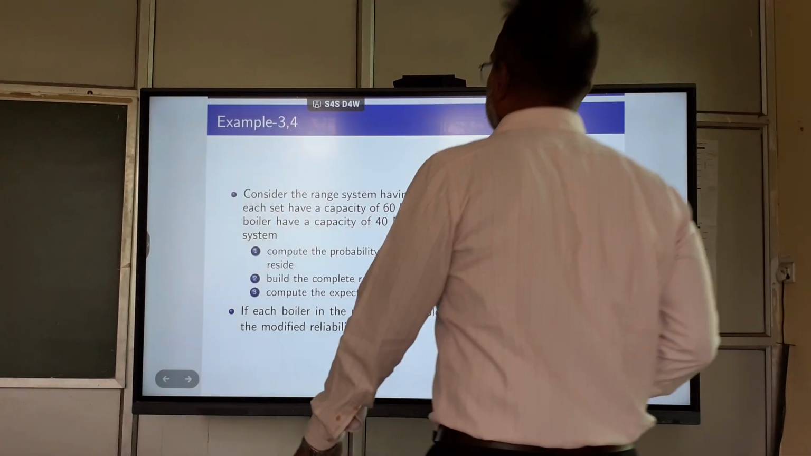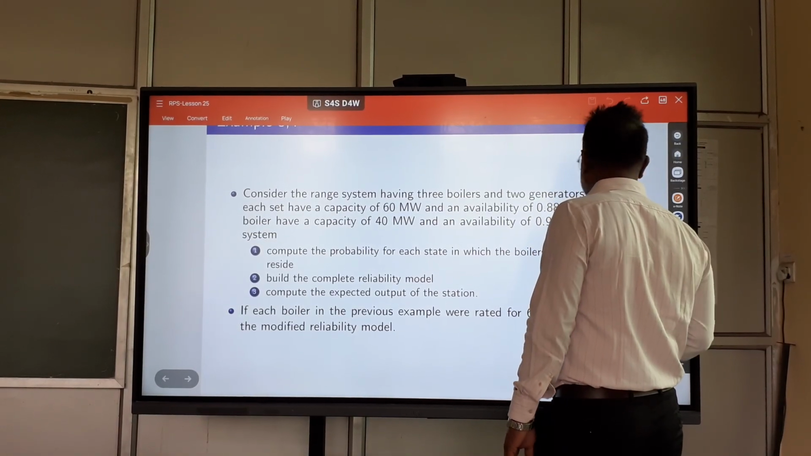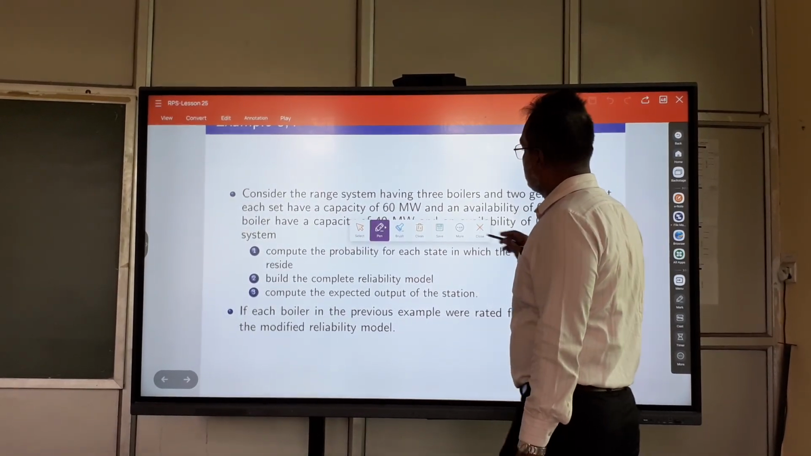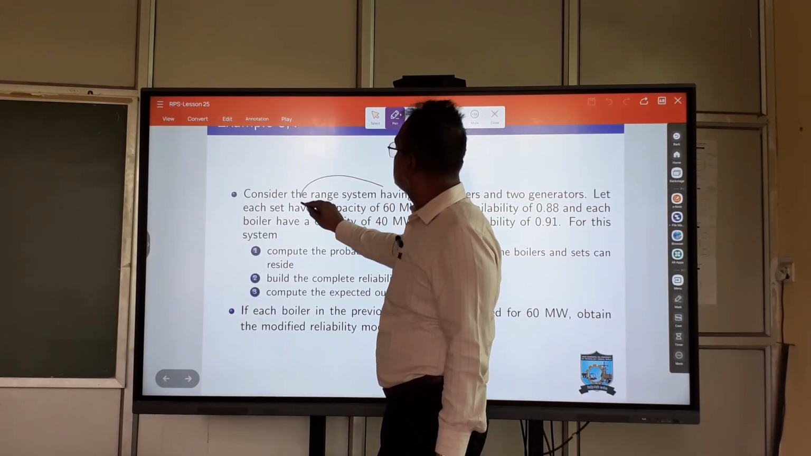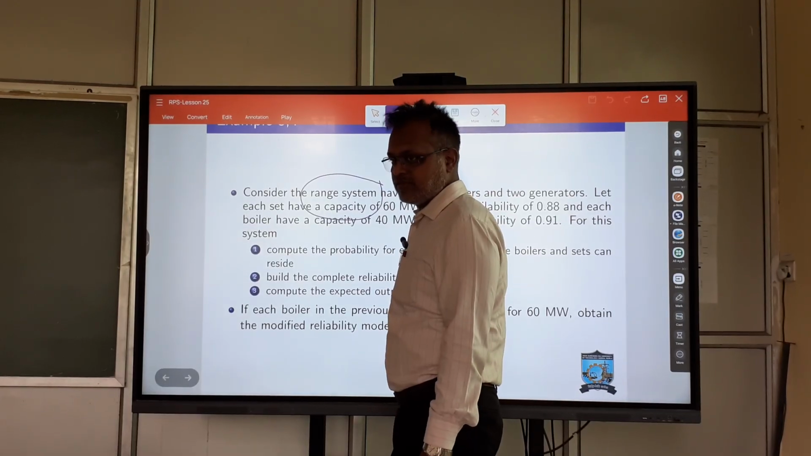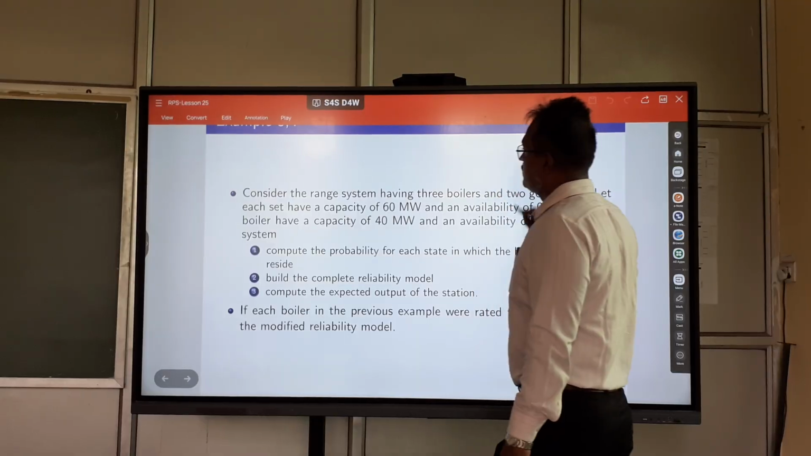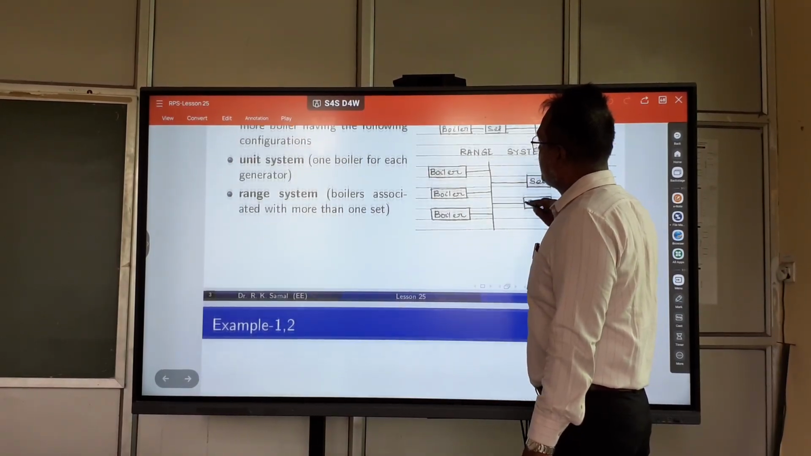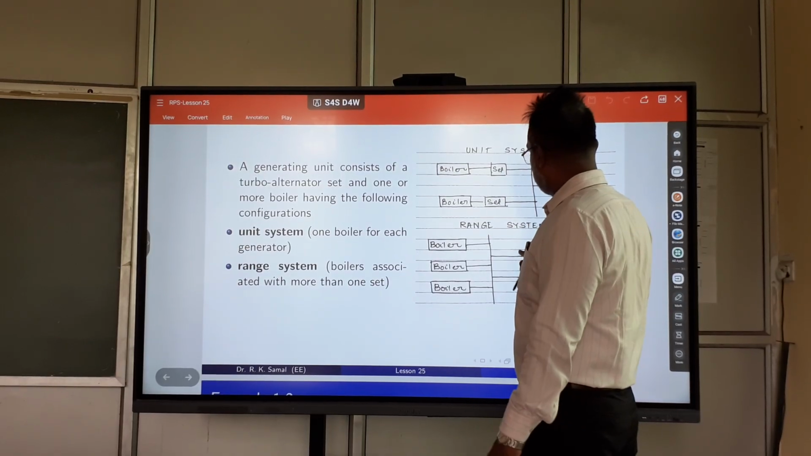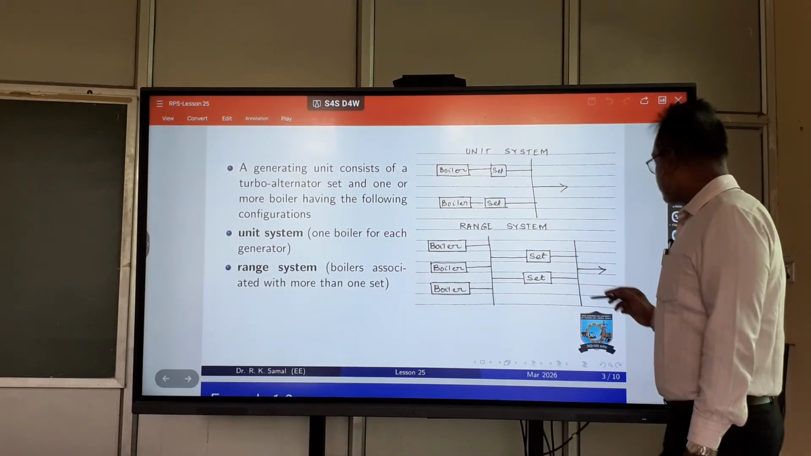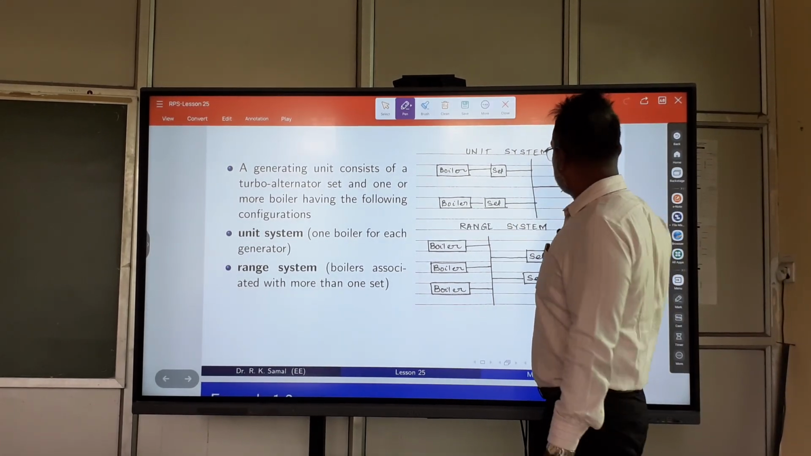Okay. Now we will see example 3 and 4. In this case we will consider the rail system. The first two problems we discussed were based on the unit system. Today's problem will be on this rail system. So those who have not drawn it, draw the rail system. Only the rail system.